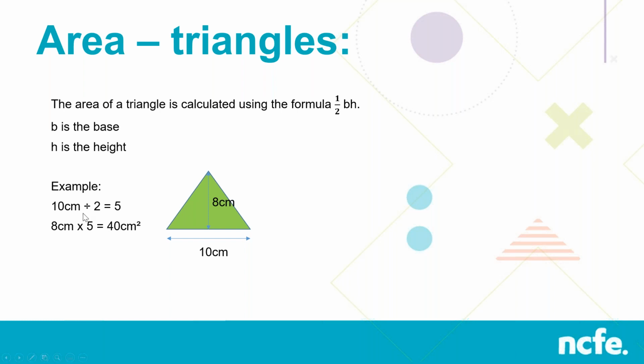So here we've got 10 centimetres divided by 2 equals 5. 8 centimetres times 5 equals 40 centimetres squared. So that's the area of the triangle. And by drawing a rectangle around the triangle, you can easily see how the formula a half b h has been derived.